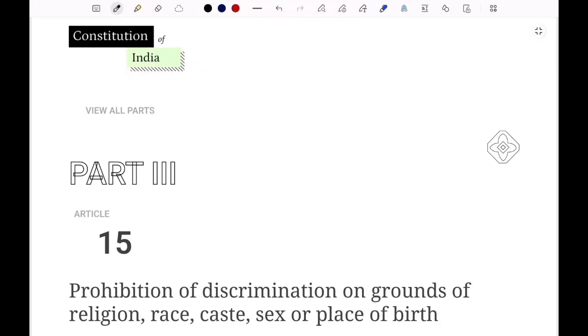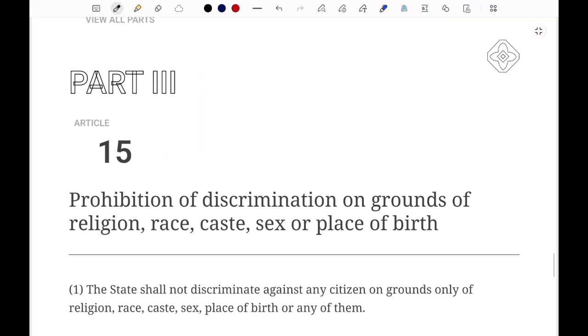Hello everyone. So in this video we are going to discuss article 15 of the Constitution. So let's start with the topic. The definition of article 15 of the Indian Constitution is the prohibition of discrimination on grounds of race, religion, caste, sex, place of birth.